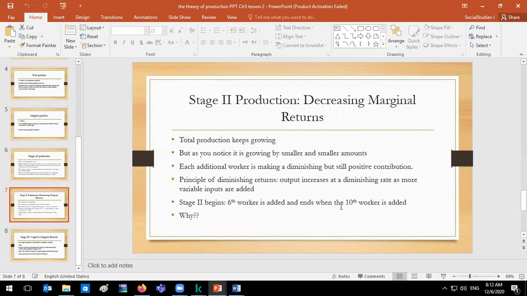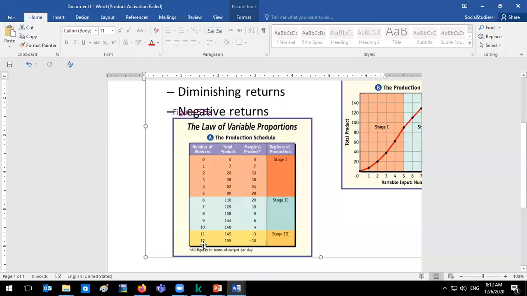Again, starting with employee number 11 and 12, we already hit stage 3, and this is called negative marginal returns. When you hit the negative marginal returns, this is a sign of what? It's a bad sign for the firm or for the company. It tells you that you're hiring too many workers.